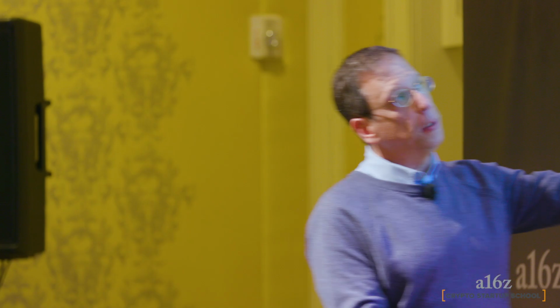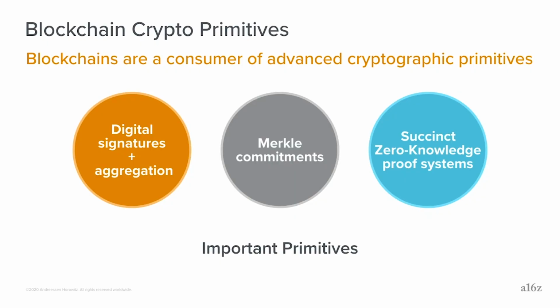Yeah, so I wanted to tell you a little bit about digital signatures, and particularly aggregating digital signatures. Then we'll talk about Merkle commitments. And finally, we'll use those two things to build what are called succinct zero-knowledge proof systems. They're also known as SNARKs. It's a great name. Okay, so let's start.